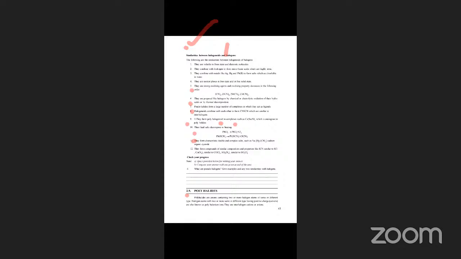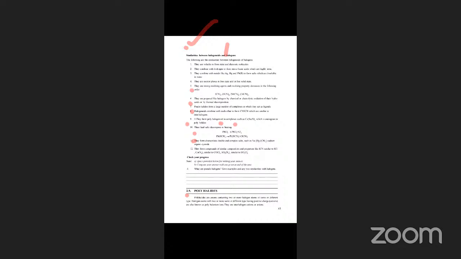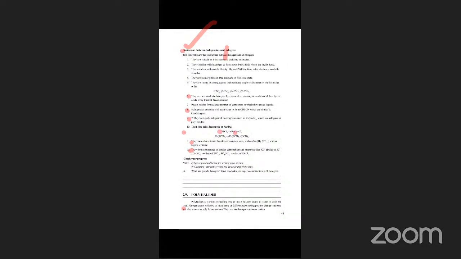Polyhalides. Polyhalides are anions containing two or more halogen atoms of the same or different type, and with two or more halogen atoms of the same or different type having positive charge.